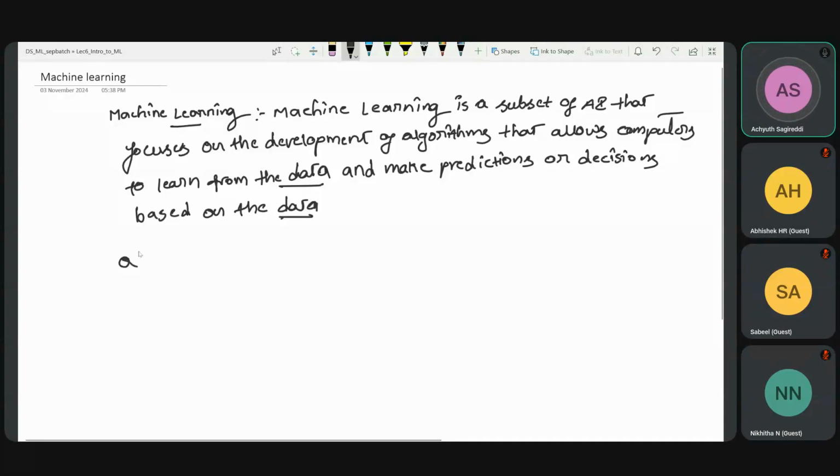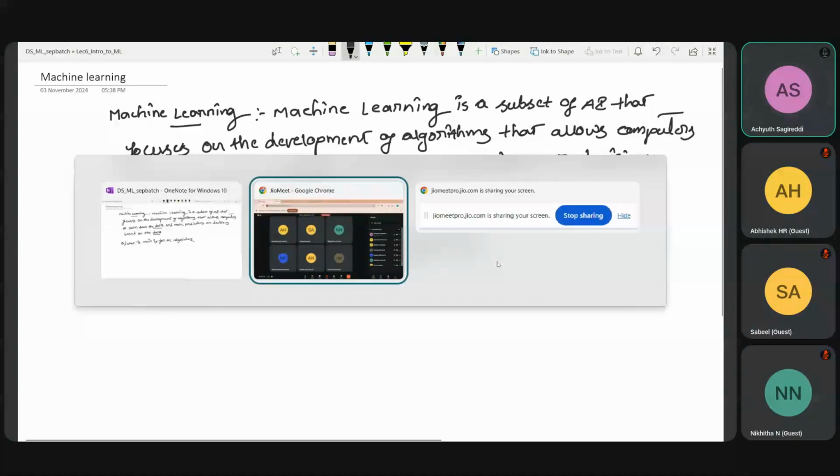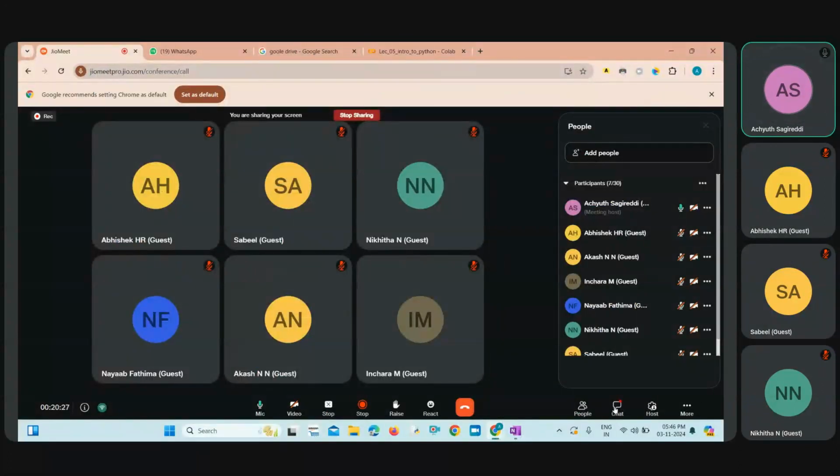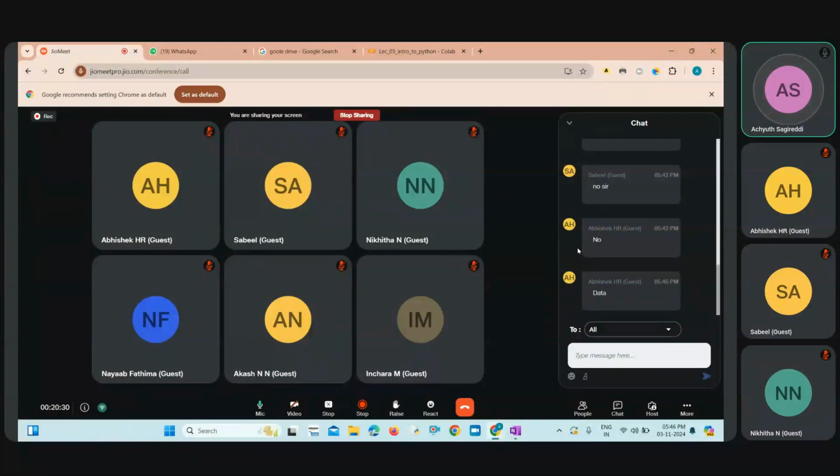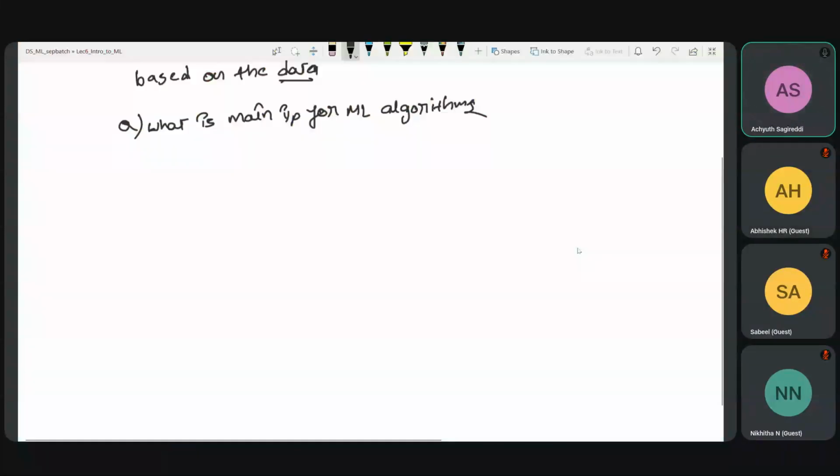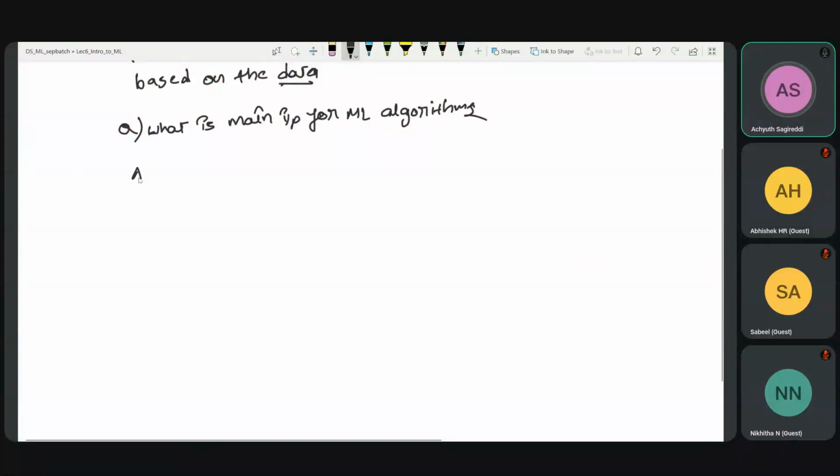So my question is, what is the main input for ML algorithms? Tell me, guys, what is the main input for machine learning algorithms? Yeah, data, right? We have seen already, and for this question, the answer is the data. We have seen already how to define a machine learning problem, so let me open that.